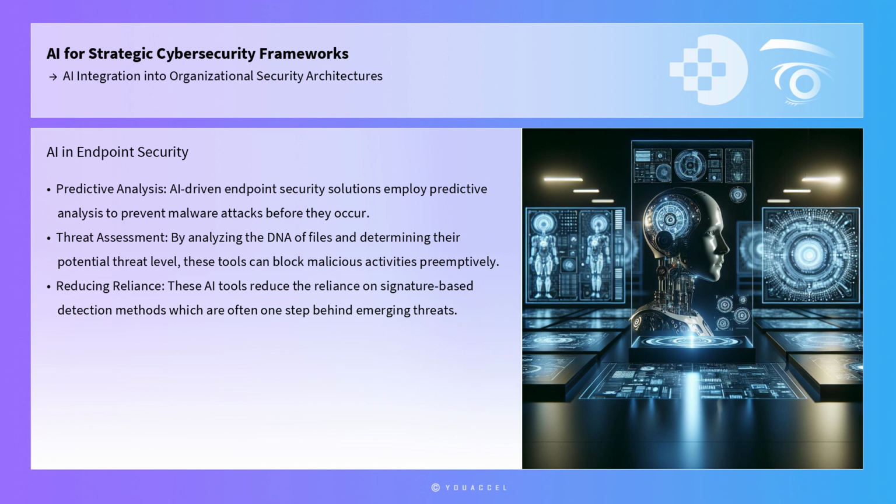Another significant application of AI in security architecture is in the domain of endpoint protection. AI-driven endpoint security solutions, such as those offered by Cylance, employ predictive analysis to prevent malware attacks before they occur. By analyzing the DNA of files and determining their potential threat level, these tools can block malicious activities preemptively, reducing the reliance on signature-based detection methods, which are often one step behind emerging threats.